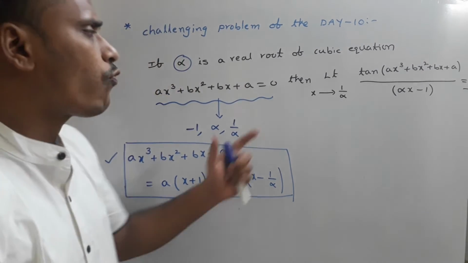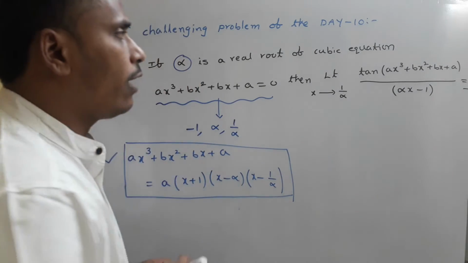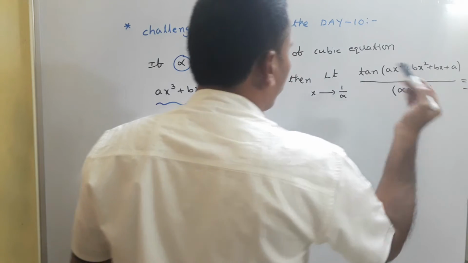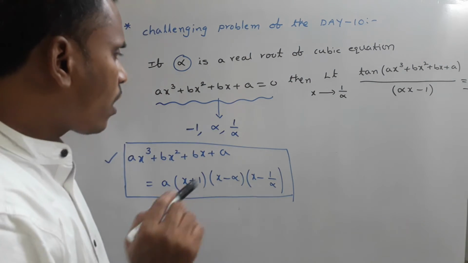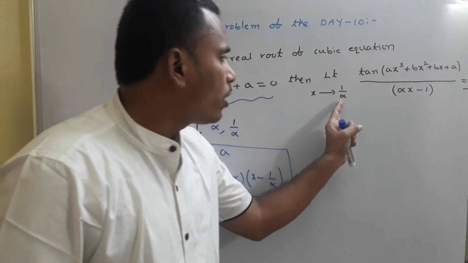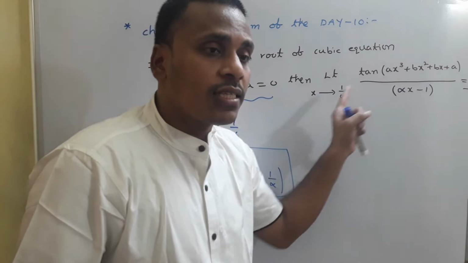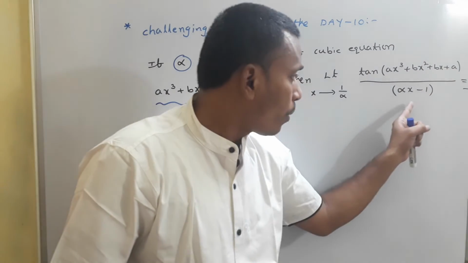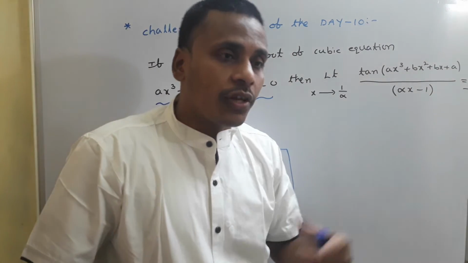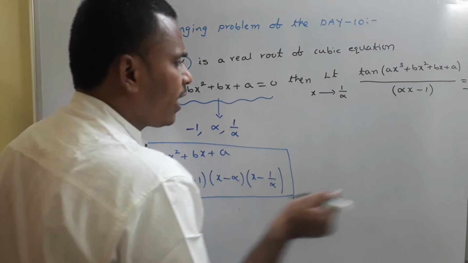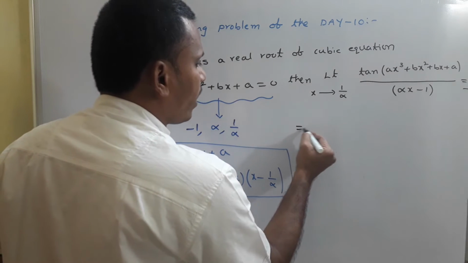Now our task is to find the limit as x tends to 1 by alpha of tan of (ax cube plus bx square plus bx plus a) by (alpha x minus 1). We know that 1 by alpha is a root of this equation. So when you replace x with 1 by alpha, since it is a root, the numerator becomes 0. The denominator also becomes 0, and it is generating a 0 by 0 form. So I am going to rearrange and manipulate this to find a finite limit value.